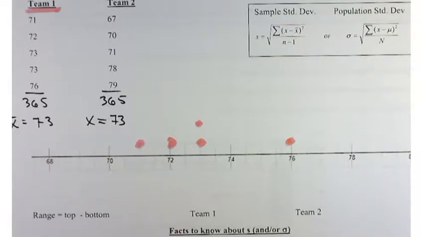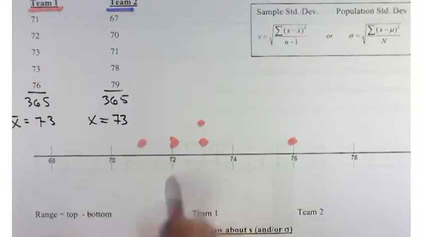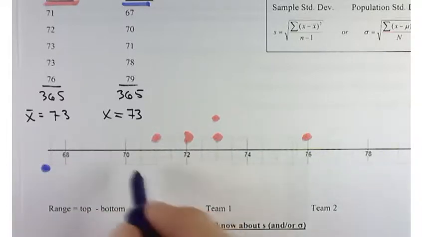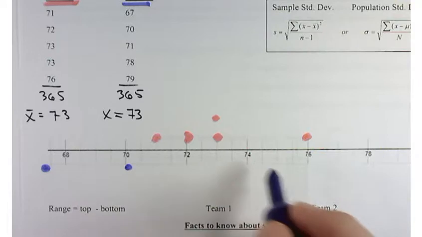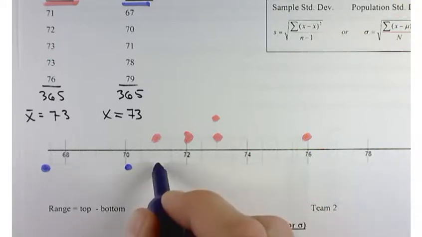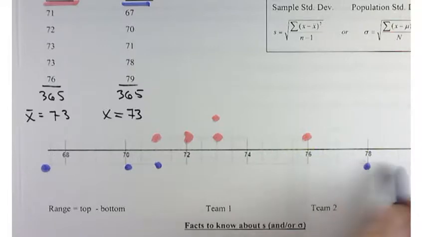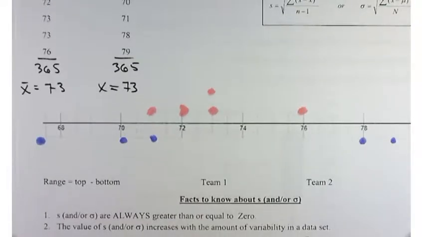Likewise, let's do Team 2. I'll do that one in purple, below the line. And kind of got to squeeze this one in a little bit. Got somebody down here at a height of 67. Then up here at 70. Then at 71. And then way out here at 78 and 79. So that's the plot of our data.